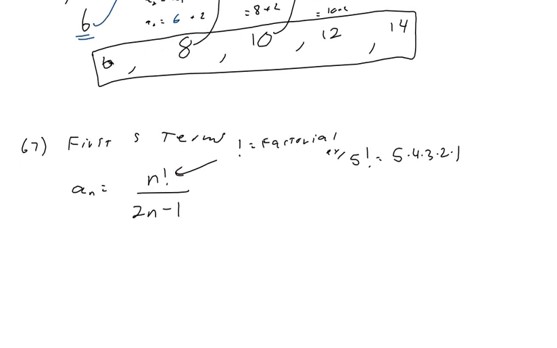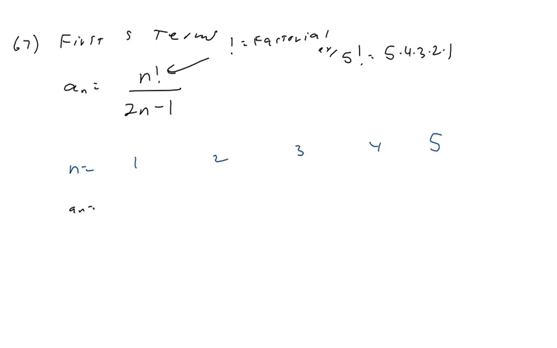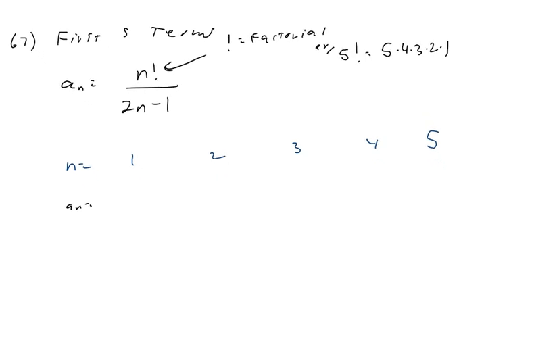So I want the first 5 terms with n factorial divided by 2n minus 1. We have an explicit formula, so we're going to use our n's: 1, 2, 3, 4, 5. Plug them in and find our first 5 terms using this factorial tool. Okay? Uh-oh, how much time do we have left? 5 minutes. All right, speeding through.